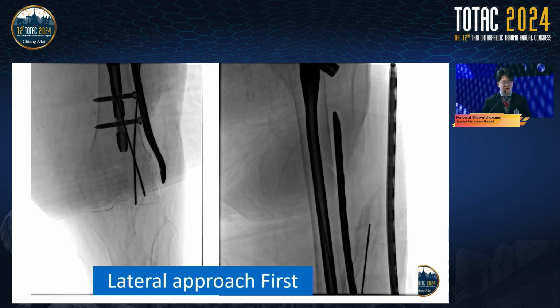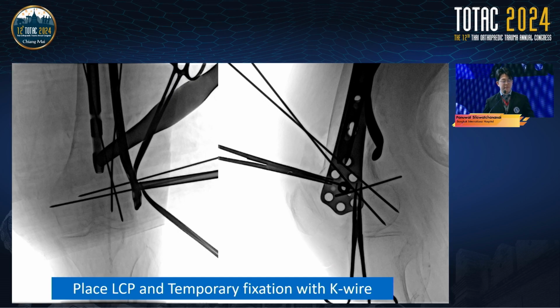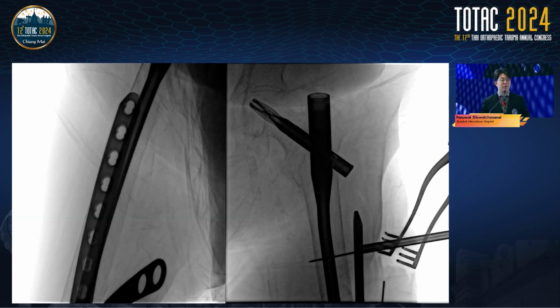Step by step, lateral approach first, and we tried temporary fixation with K-wires and preliminarily placed the plate to see that it goes along the canal and to check the proper length of the plate. We removed two locking screws at the intermediate part of the old PFNA because we think they may interfere with the direction of the new screws. We applied direct traction and manipulation, and then placed the LCP to the distal fragment, with temporary fixation with K-wires, and checked the proximal and distal fragments.